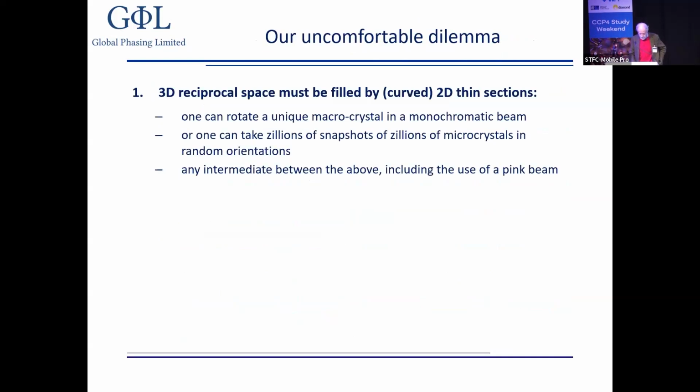But in using those crystals, we have to consider rather difficult compromises. So first of all, and here James's presentation has been terrific in covering what I'm going to sum up here.